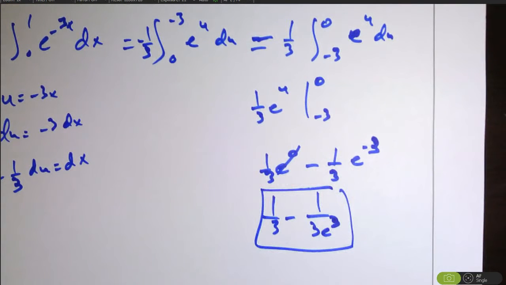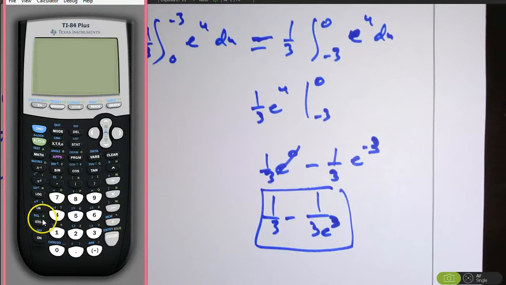And let's see what that guy is on the calculator. I bet it's 0.32. Otherwise, I did something wrong, and we'll have to try to figure that out. So 1 divided by 3 minus 1 divided by 3 times e cubed. 0.3167374. Yep, there we go. 0.32.